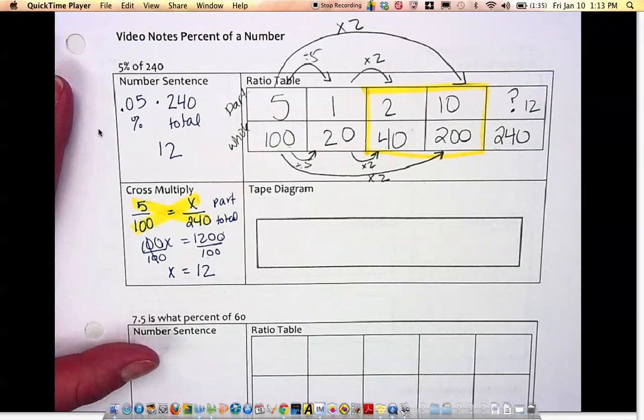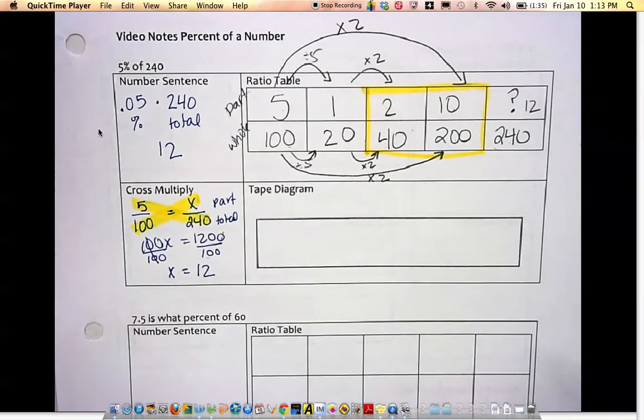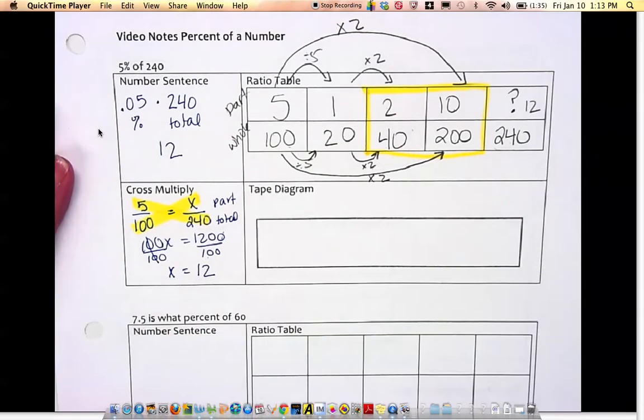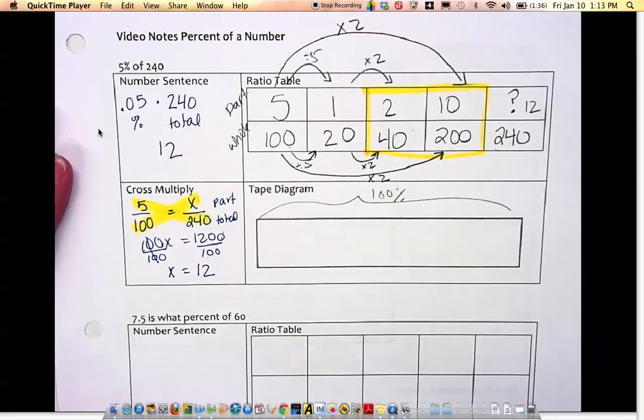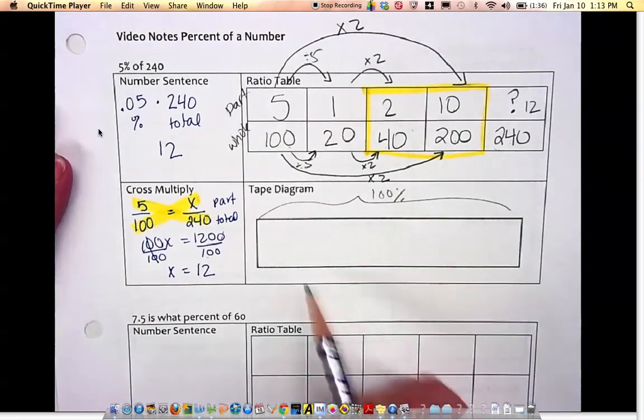So now I'm going to try and confirm it in one more way. I'm going to use a tape diagram. So since I'm looking at percents here, and I'm looking at 5%, I think I'm first going to take my whole thing. So my whole tape diagram represents 100%. It also represents the full 240.